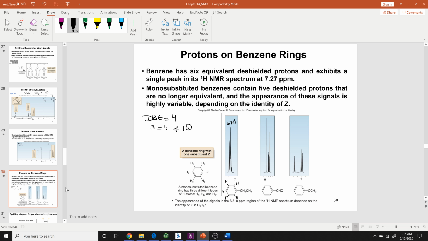And the signal for the benzene normally is between 7 and 8 parts per million. Sometimes it starts from 6.5 to 8 parts per million. It depends on what the groups are connected to the benzene. If you have a monosubstituted benzene, you're going to see a lot of peaks in there between 7 and 8 parts per million.